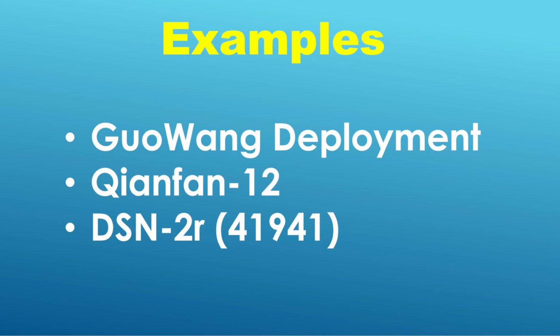Okay, so let's go ahead and work through a few examples here. The first one is the deployment of the Guowang satellite constellation. Next we have Genfan 12, which is part of another satellite constellation, and finally DSN-2R, and this one could more or less be categorized as space debris because this is actually a rocket body.